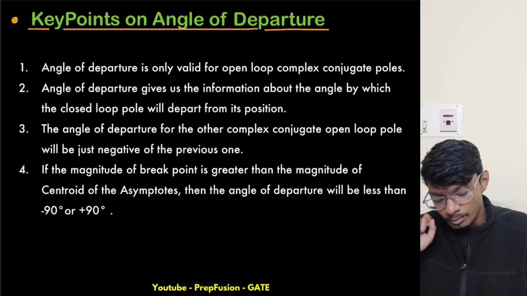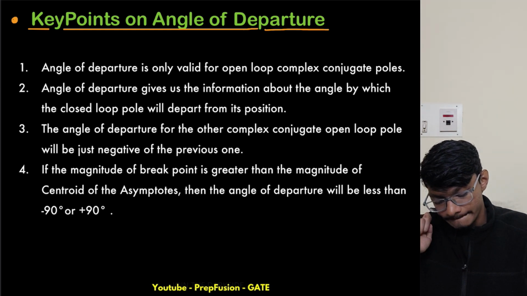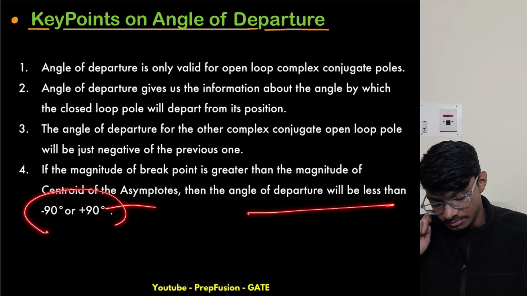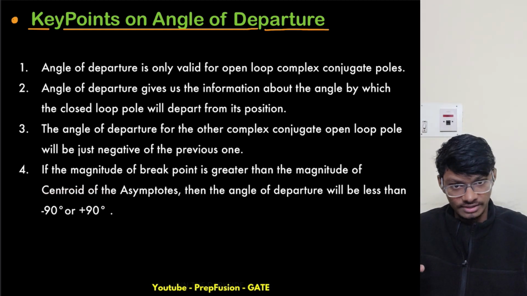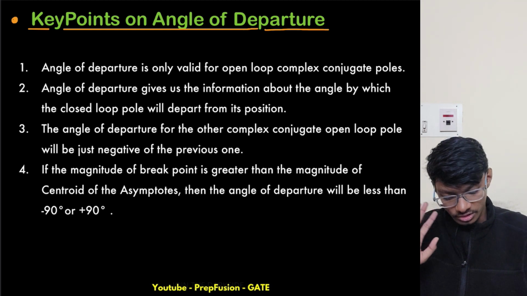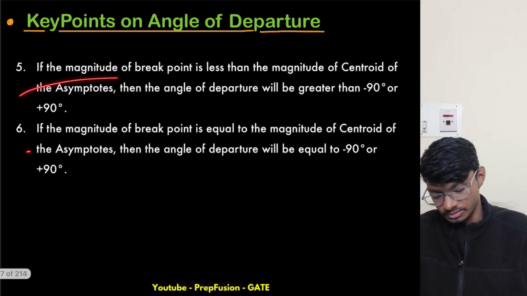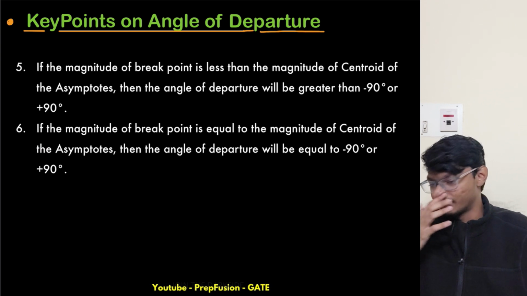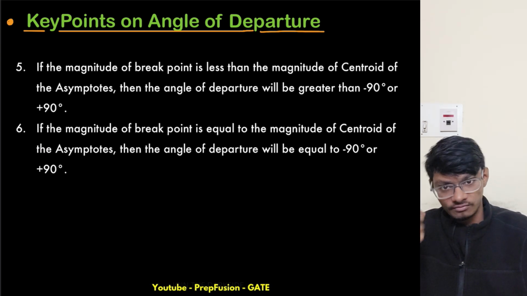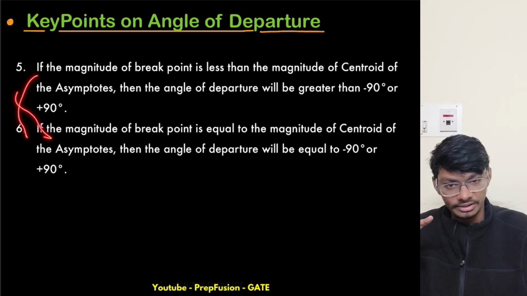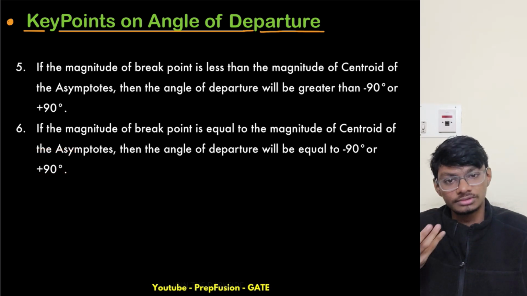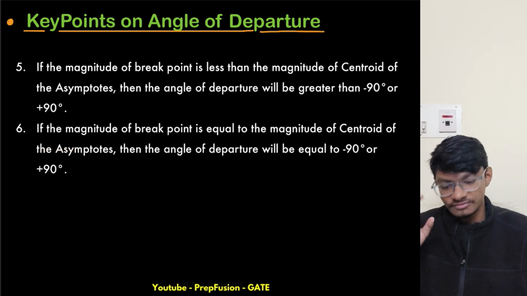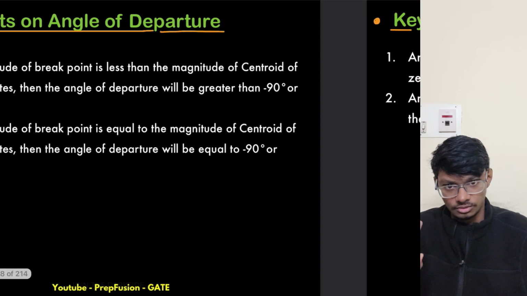If the magnitude of breakpoint is greater than the magnitude of centroid of the asymptote, then the angle of departure will be less than minus 90 plus 90. This is just information, okay, and this may help you in exam to solve a question faster. I don't remember this, because I tend to forget things, so I just solve directly, because you may mess up a point, right? But just read these 2 points for those who like to memorize stuff, so they can memorize this. Else no need, right?